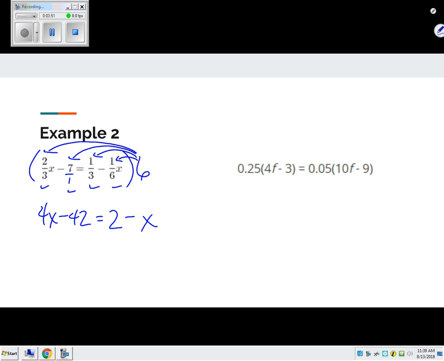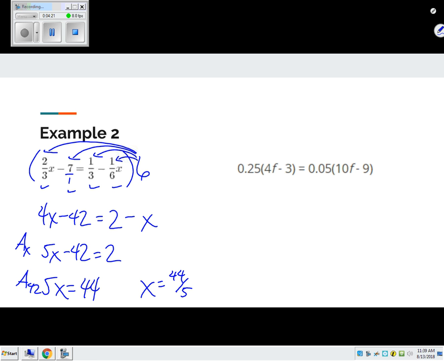So I'm going to add my x over. That gives me 5x. And then 5x minus 42 is equal to 2. Add 42 to both sides. I get 5x equals 44. Not a nice number on this one, that's okay. I get 44 over 5 for my final answer.